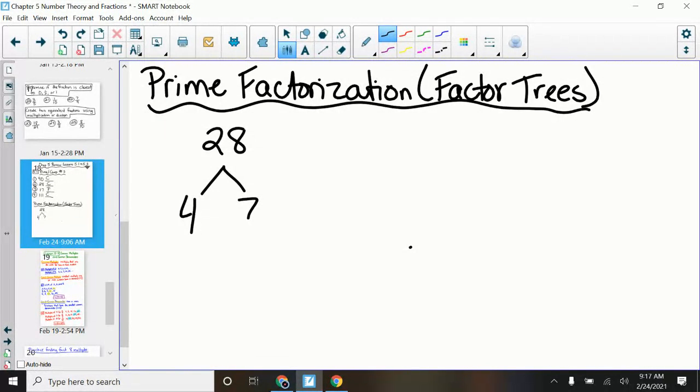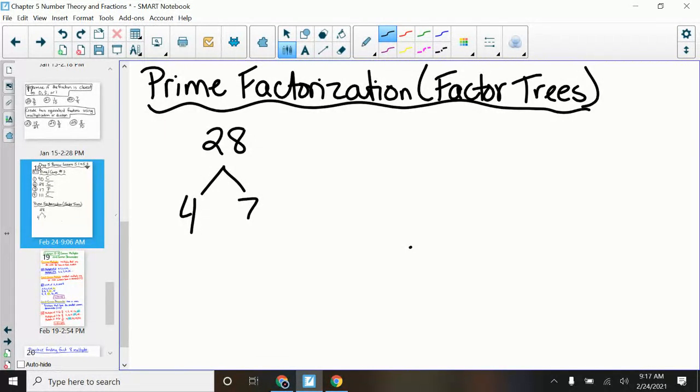Think of it like a family tree, Mason. Up here at the top is you. Where did you come from? You came from a mom and a dad, right? So where did 28 come from? It came from a 4 being multiplied by a 7. So now, since we know all this prime and composite stuff, we have to ask ourselves, is 4 or 7 prime?